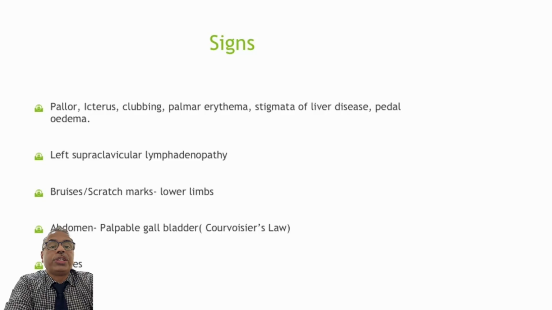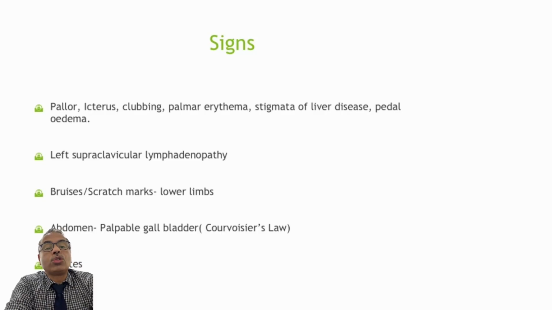On examination of a patient, you may have pallor, icterus, which may be deep, and not only does it involve the sclera, but it can also involve the oral cavity, especially the soft palate or the ventral surface of the tongue, and also the skin. Patient may also have clubbing, palmar erythema, and some stigmata of liver disease like spider nevi, gynecomastia, testicular atrophy, loss of axillary hair. Patient may also have pedal edema because in long-standing cases there may be deranged hepatic synthetic function leading to hypoalbuminemia and pedal edema.